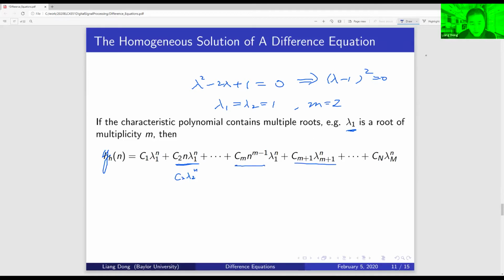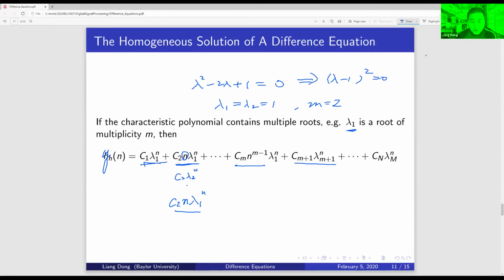So I want to make sure these two terms are independent. How to do that? Well, we simply put another time index here, time index n, and then lambda 2 or lambda 1, they are the same. So lambda 1 to the power n. Once you put a time index here, these two terms are independent. So indeed, I can write it out in this form. They'll give me two different c's, and I have two different terms.